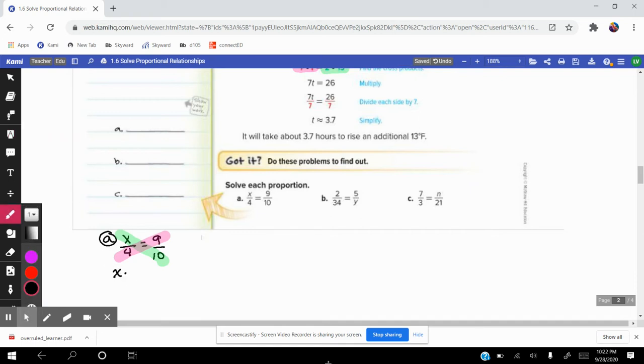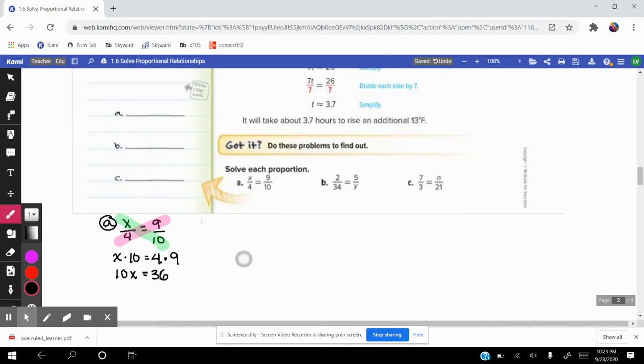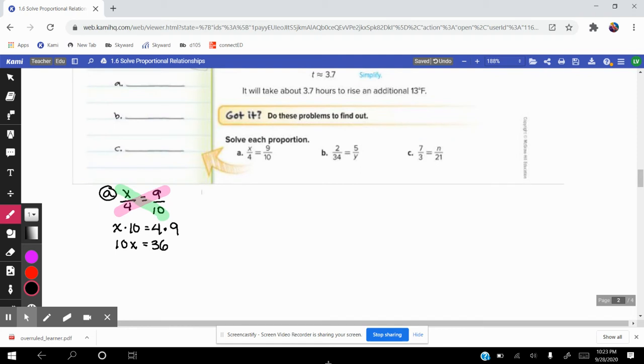So x times 10 equals 4 times 9. X times 10 becomes 10x, equals 4 times 9 becomes 36. I want to get my variable x by itself, so I'm going to divide both sides by 10. And I get x equals 3 6/10. So I'm going to put that up at the top. 3 6/10.